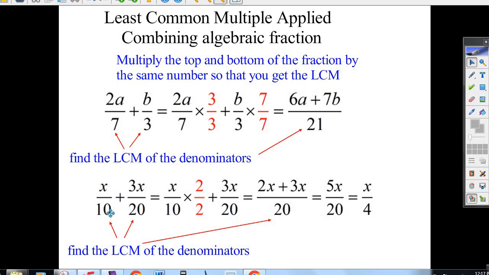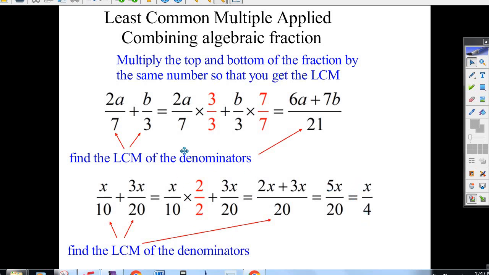So all I have to do to be able to combine these fractions, the lowest common multiple is 20. That's the denominator I want. So I multiply the top and bottom of this x over 10 by 2 to turn it into 20. So that's 2x over 20. Well, there you've got 2x plus 3x, because you've got 3x over 20. Your common denominator is 20. 2x and 3x is 5x. And then, hey, you can reduce 5x over 20. 20 divided by 5 is 4, and 5 divided by 5 is 1. So it's x over 4.